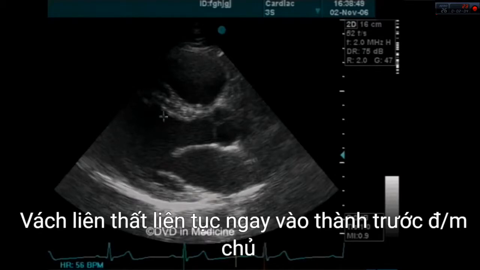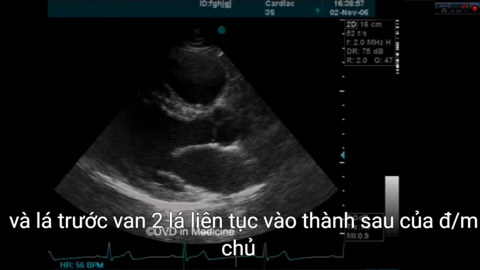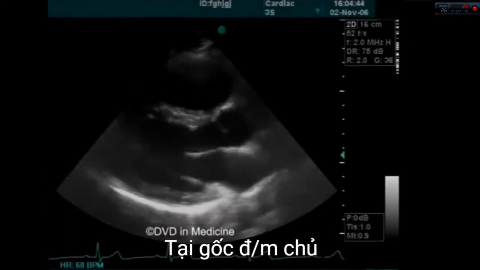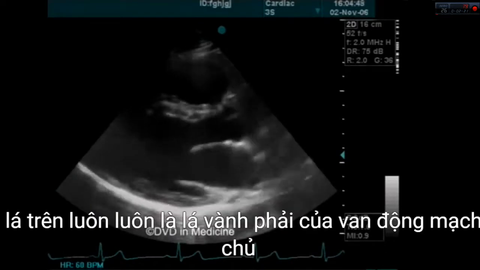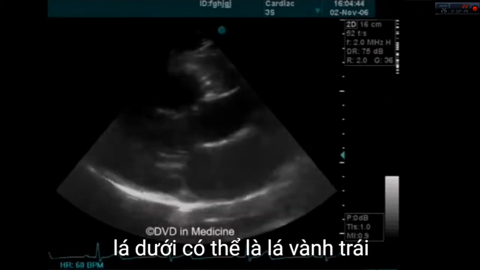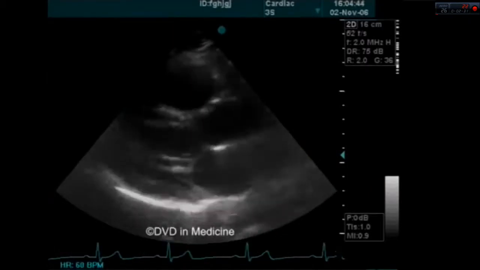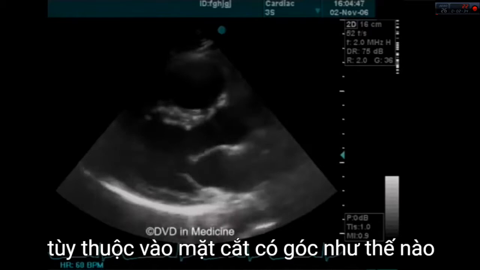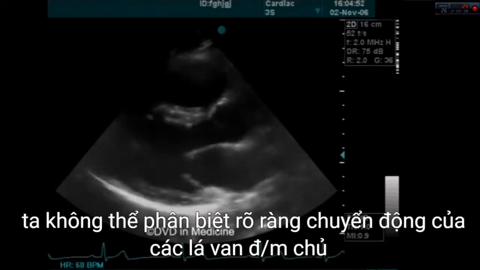The interventricular septum directly continues into the anterior aortic wall, and the anterior mitral valve leaflet continues into the posterior aortic wall. In the root of the aorta, one will see the motion of two aortic valve leaflets. The upper leaflet is always the right coronary leaflet of the aortic valve. The lower leaflet can be the left coronary or non-coronary leaflet of the aortic valve, depending on how the scanning plane has been angled.